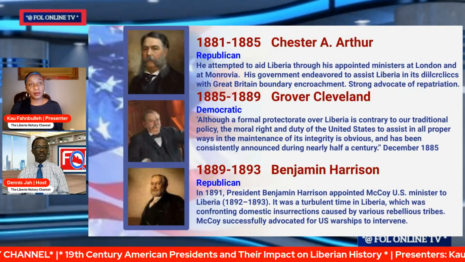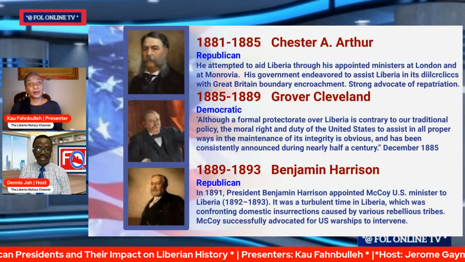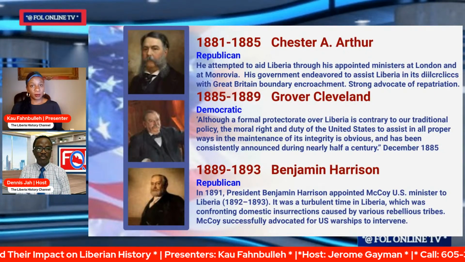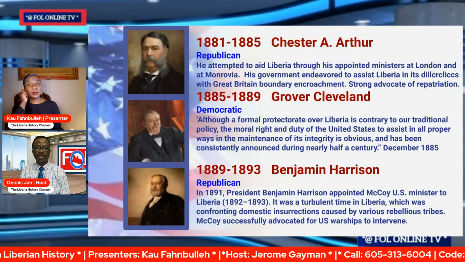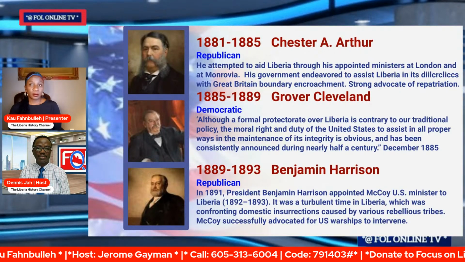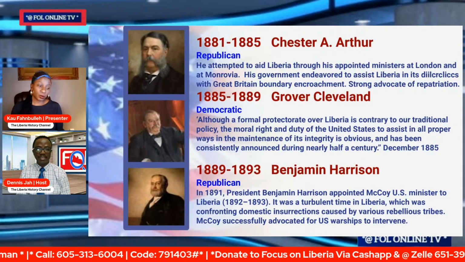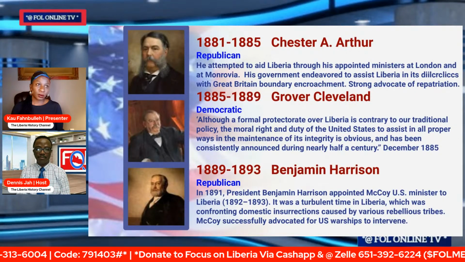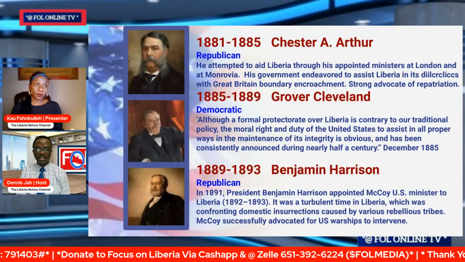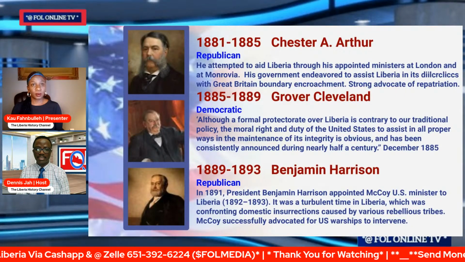Okay. So 1885 to 1889, Grover Cleveland: although a formal protectorate over Liberia is contrary to our traditional policy, the moral right and duty of the United States to assist in all proper ways in the maintenance of its integrity is obvious and has been consistently announced during nearly half a century. December 1885.